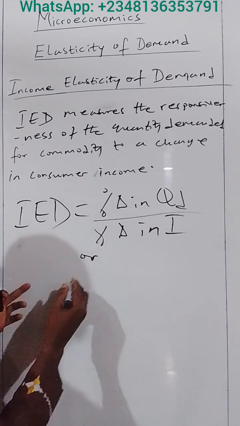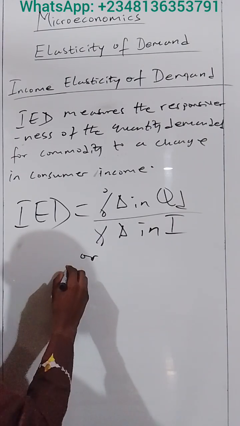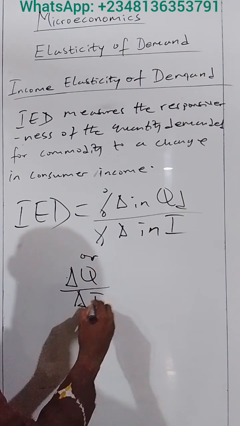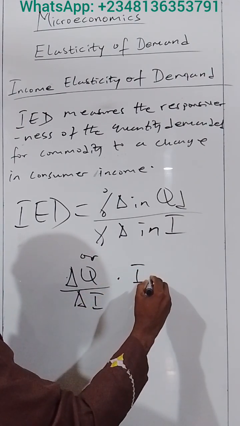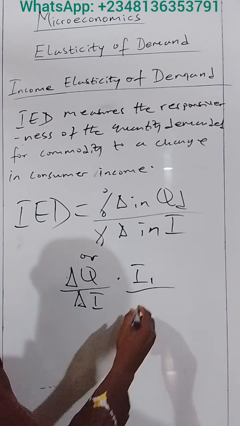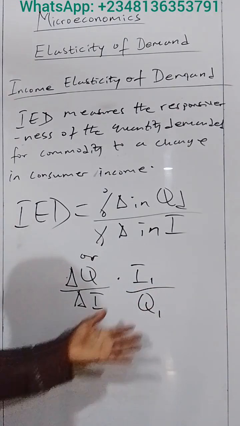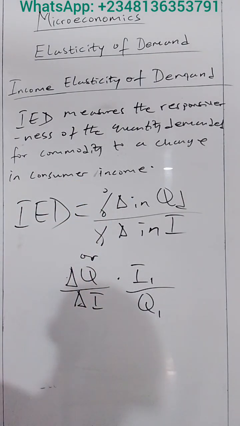Alternatively, this formula I want to write will give us the same answer. So, change in quantity demanded divided by change in income, multiplied by the initial income before the change divided by the initial quantity demanded. So, either of the formulas will give us the same answer.